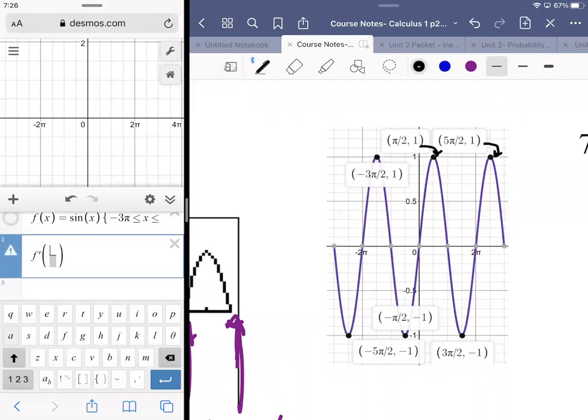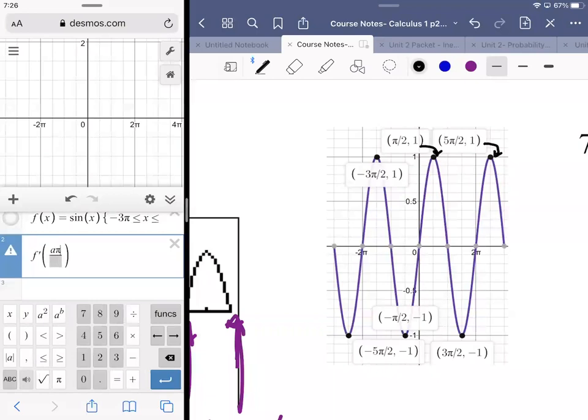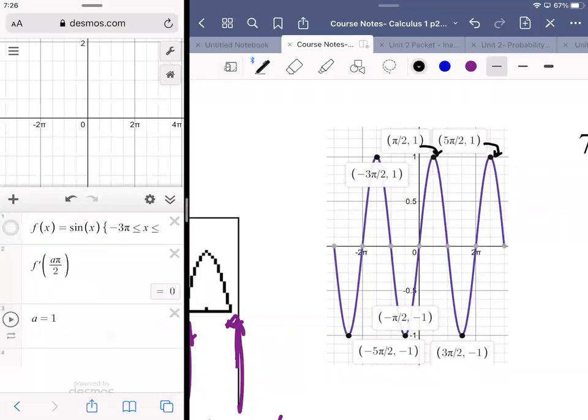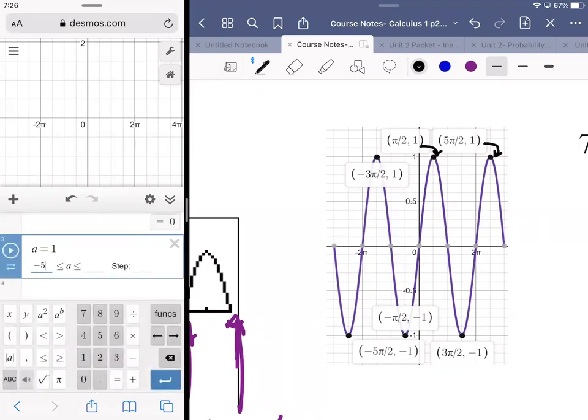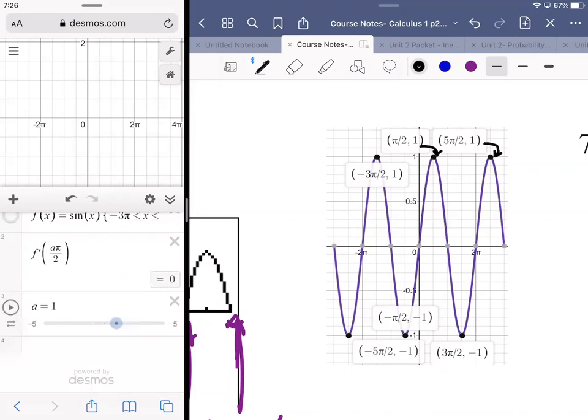How about a pi over 2 with a slider at a? And let that slider go from your lowest coefficient to your highest coefficient. So in this case, -5 to 5. It appears I only care about odd numbers, so let the step go by 2. You can still look at the graph.